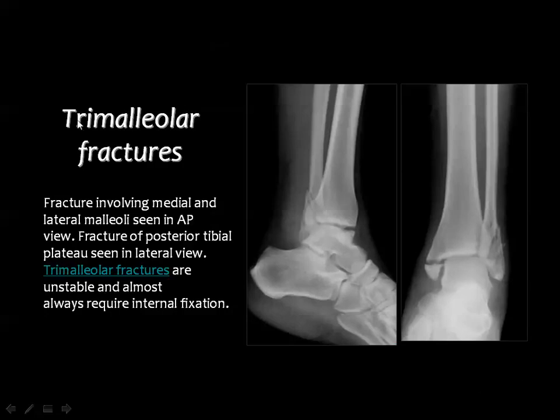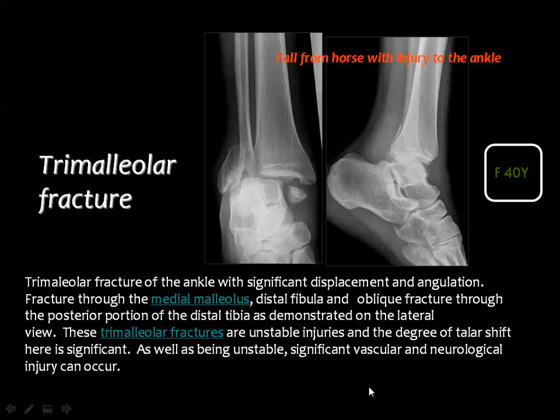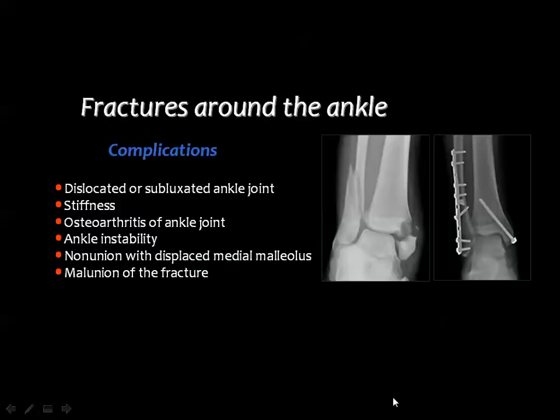This is what I mean by trimalleolar fracture. It is a fracture of the lateral malleolus, medial malleolus, and the posterior aspect of the tibia. This is known as trimalleolar fracture. And here is another example, and you see the fracture of the fibula, the fracture of the medial malleolus, and if you look carefully here, you can see the fracture of the posterior aspect of the tibia.